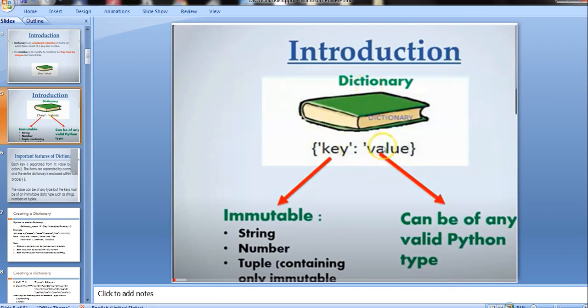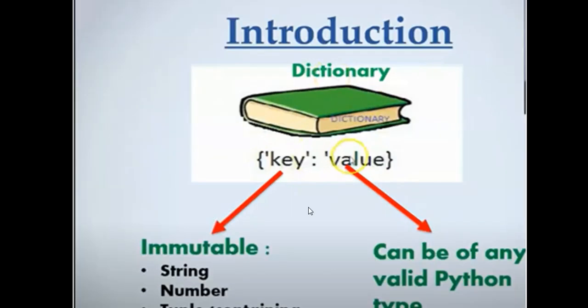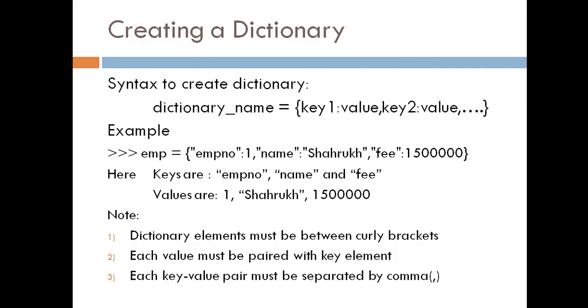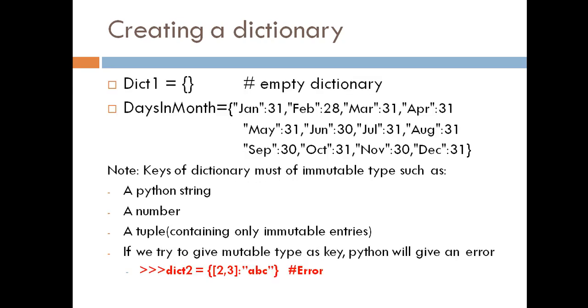In our previous class, we had the introduction about the dictionary, which is a key value pair. Keys are immutable, values are mutable. And features of dictionary we have discussed, how to create a dictionary. Dictionary elements must be between curly brackets. Each value must be paired with a key element. Each key value pair must be separated by a comma.